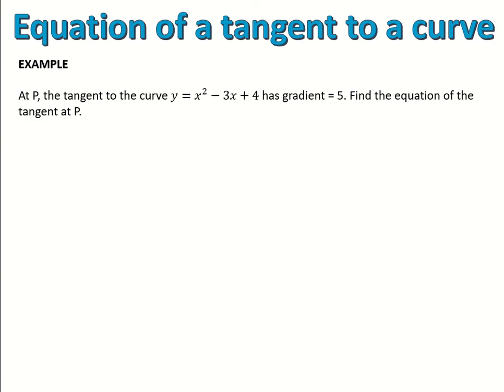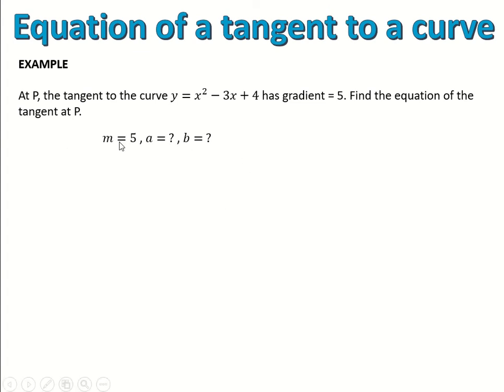So, another question for you now. At P, the tangent to the curve y equals x squared minus 3x plus 4 has gradient equal to 5. Find the equation of the tangent at P. So it's the same question, we're just given something different in the first instance. We're told the gradient this time, we're not told the point, which basically means we have to work backwards to be able to find this.